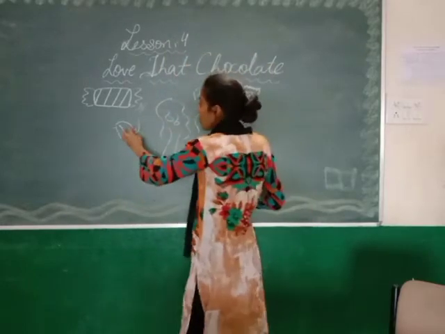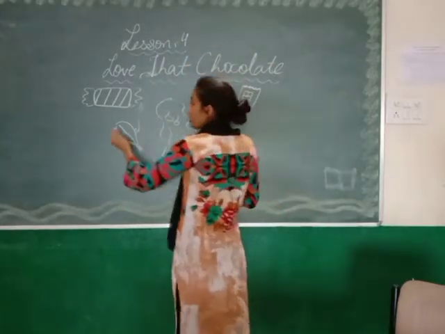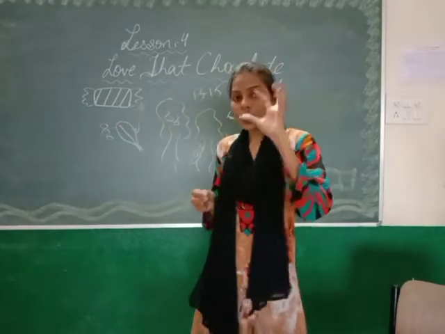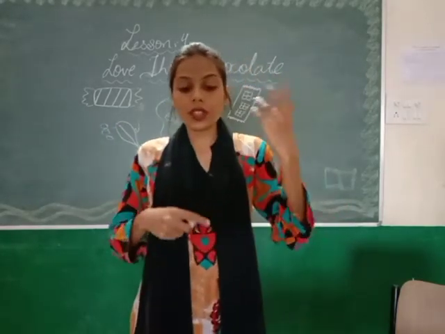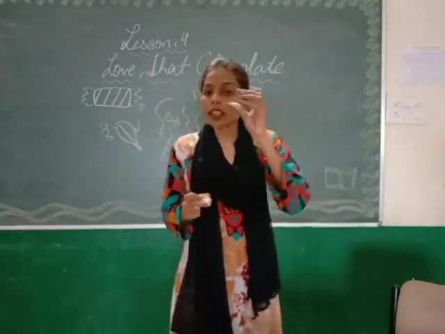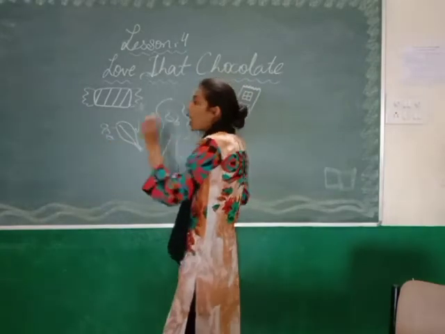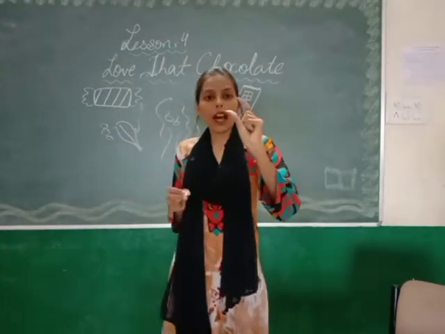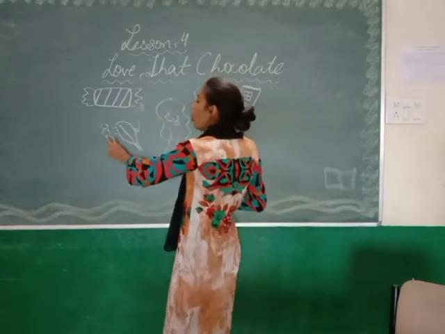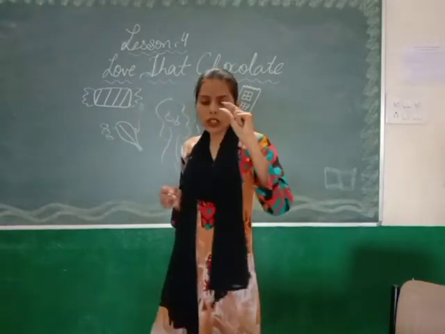This is known as pods. So these pods contain 40 to 60 small seeds in them. The size of the seeds is like almonds, जैसे बादाम दिखते हैं. Same as that, the seeds of this cocoa bean look like these small seeds.